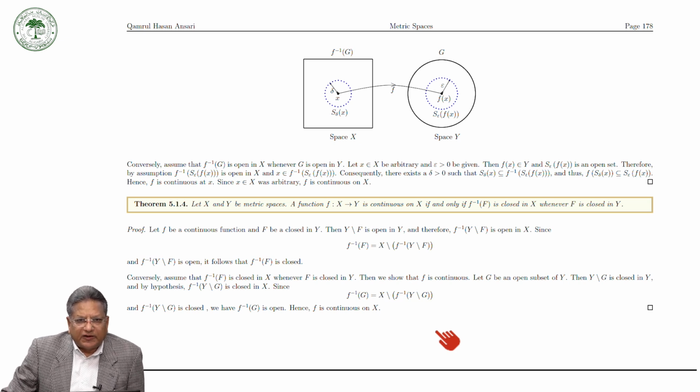So now you can see here, this is the space X, this is the space Y. Here you have G, your open set, and the inverse image of G is this one, f inverse G. We have to prove that this is open. So to prove that this is open, you take a point x as center. Then this is the center of some open sphere.